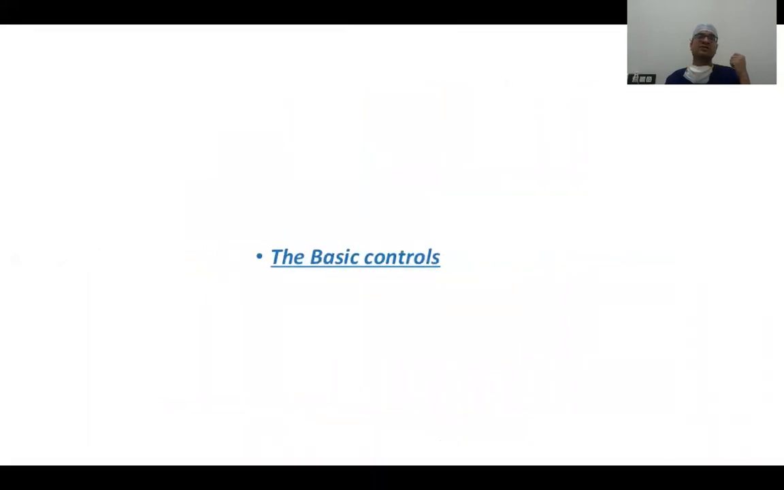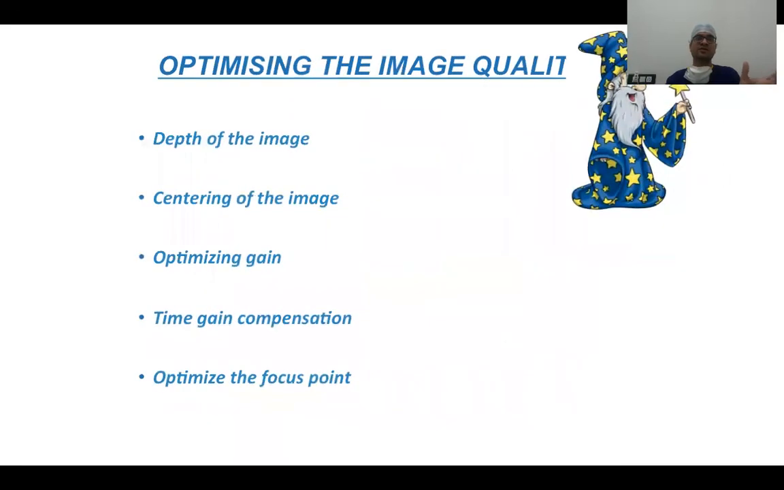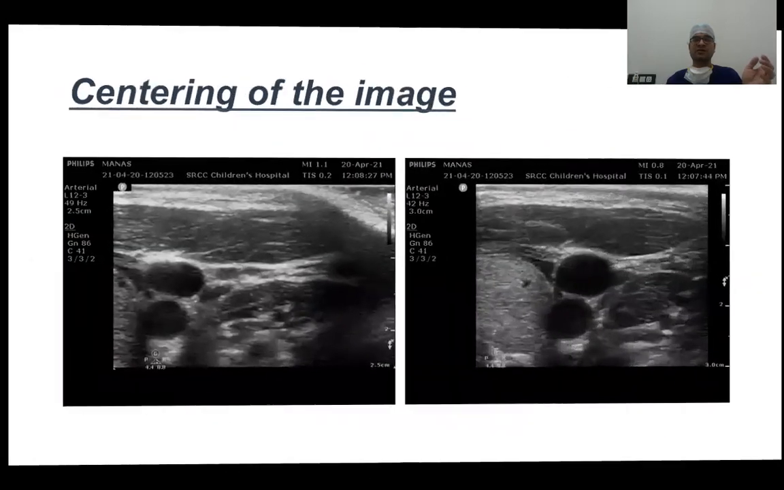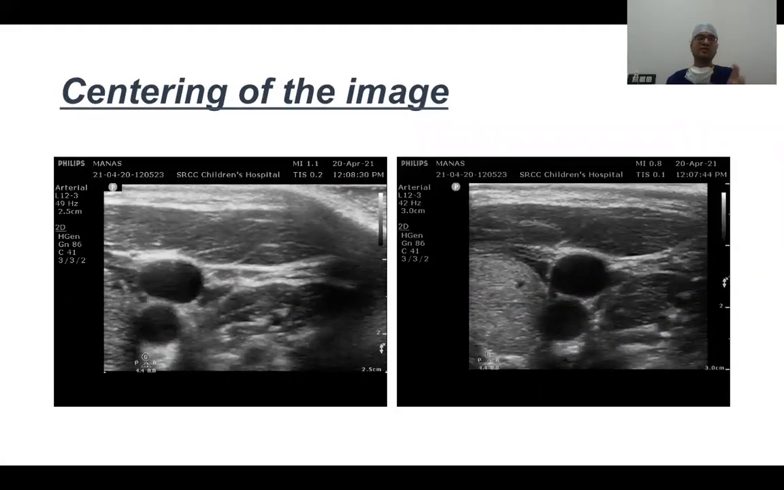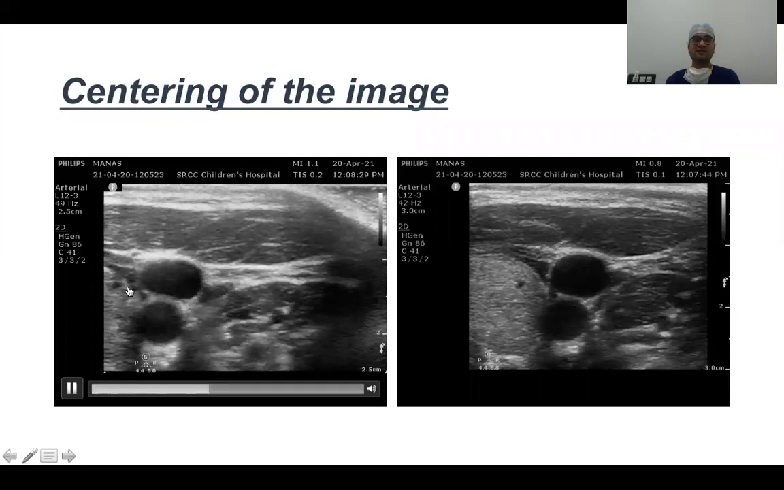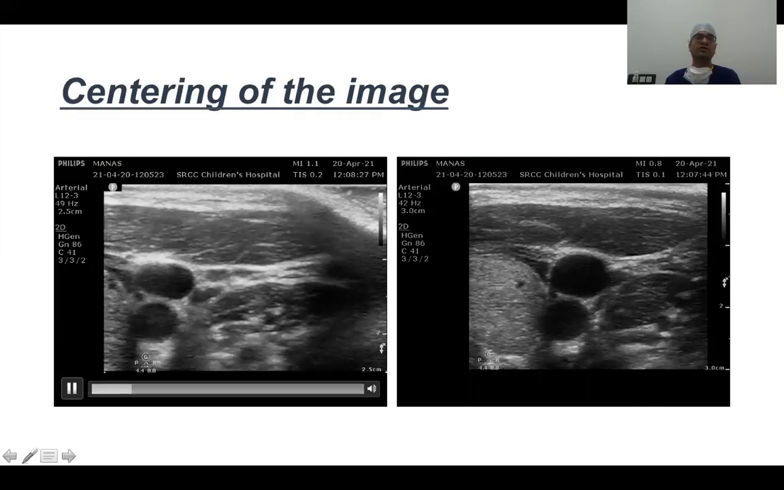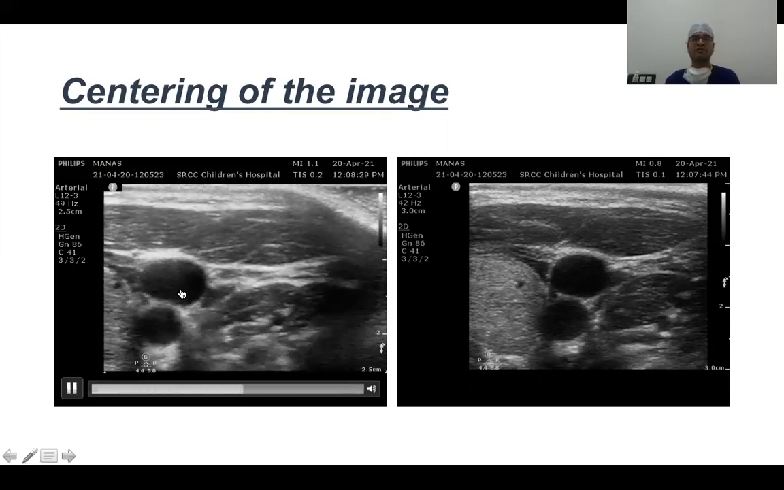So, basic controls. As I described in the presentation, we will see how the image is optimized using all these buttons. We will see depth of image adjustment, centering of the image, optimizing gain, time gain compensation, and focus point. Image centering is important because it will give you a clear idea and the sizing of the image. Also, it will help you in guiding your needle or deposition of the drug.